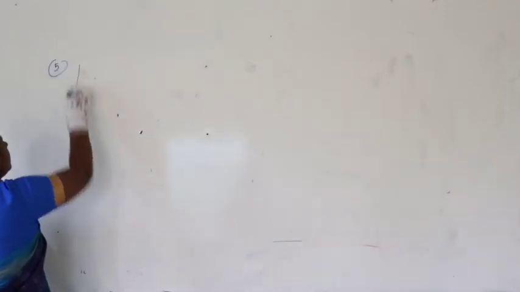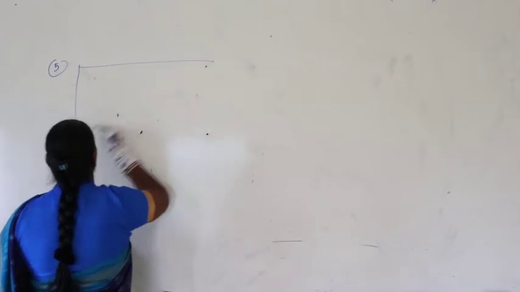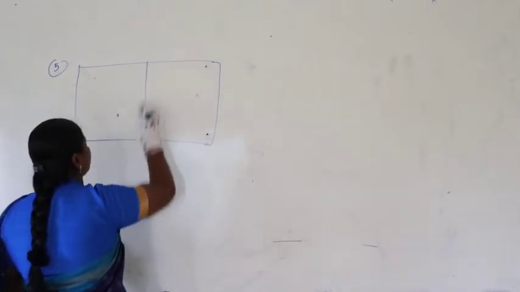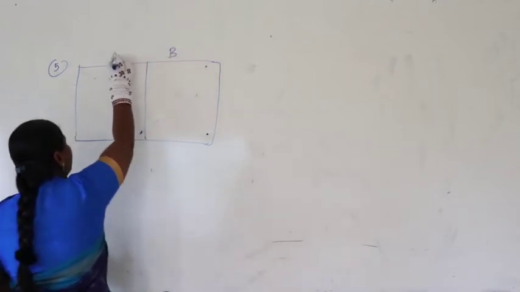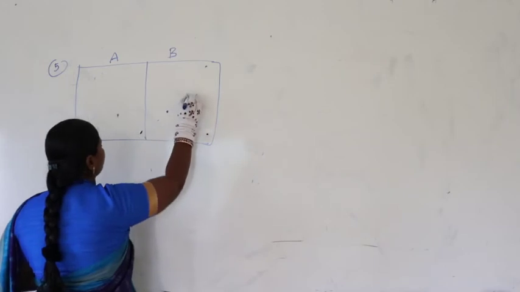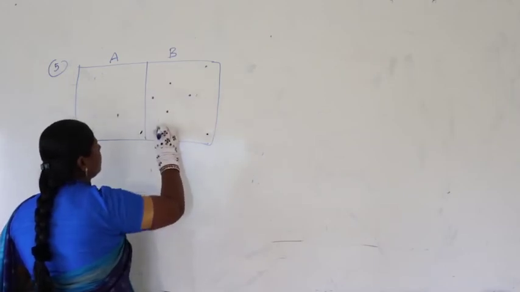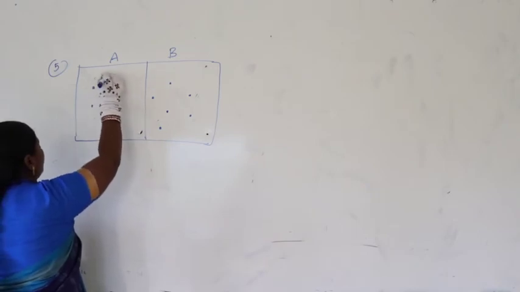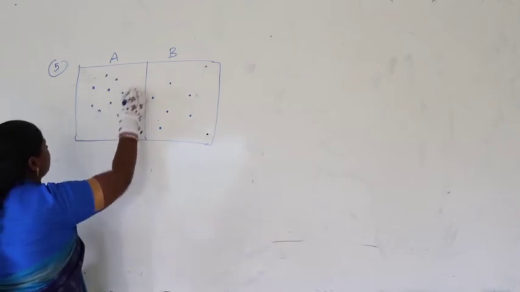Let us take question number 5. The two chambers are given. Let us take one chamber as B, the other chamber as A. In chamber B, we find very few solute molecules. In chamber A, we find more solute molecules.